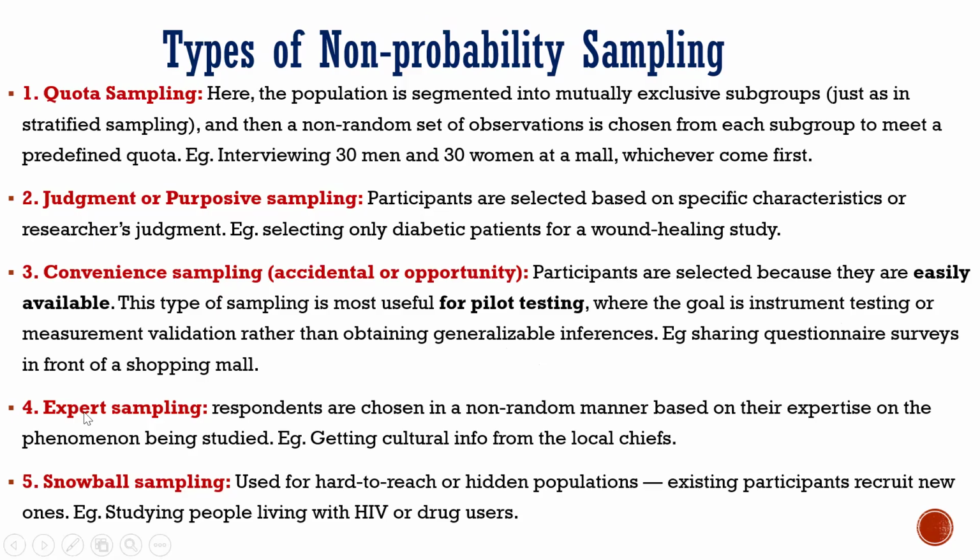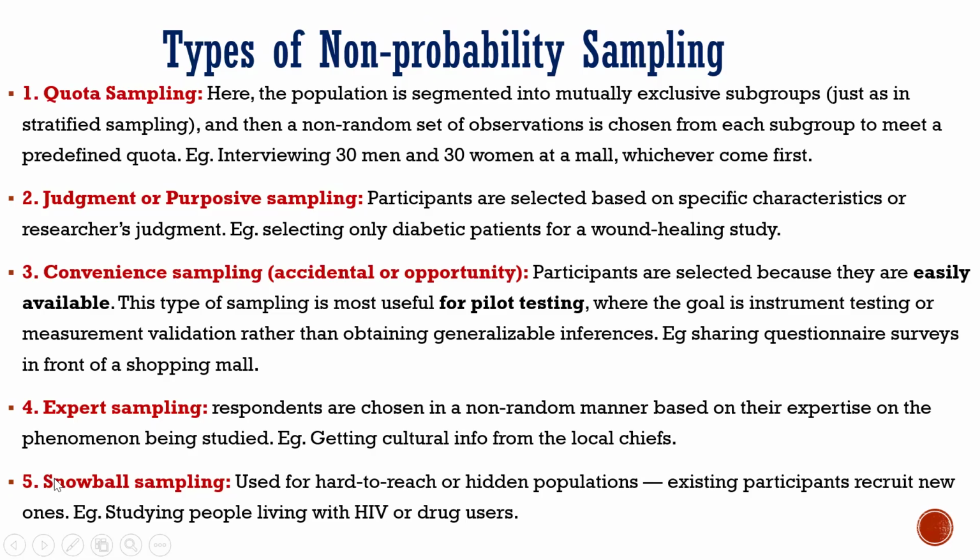Okay. So we also have expert sampling. Here, the respondents are chosen in a non-random manner based on their expertise in the phenomenon being studied. For example, you want to get knowledge on some cultural practices in a local community, so you interview the local chiefs. It's expert sampling because you know that they will give you the right information you need for that particular study. That's why you are meeting them. So it's expert sampling.